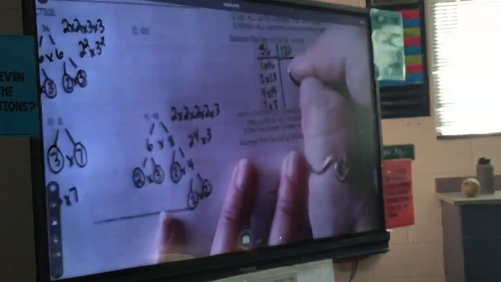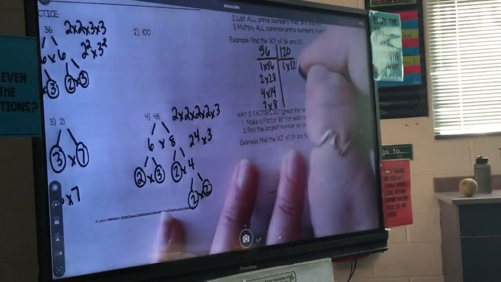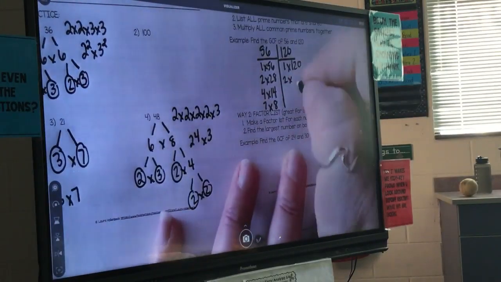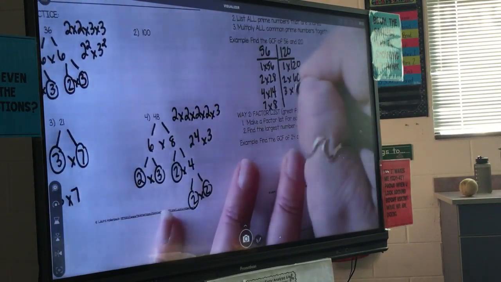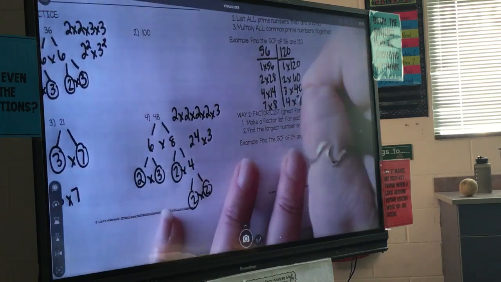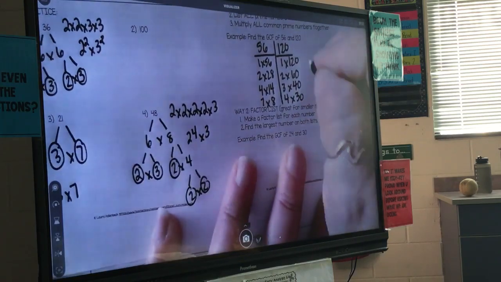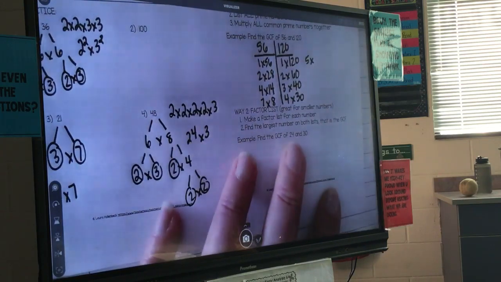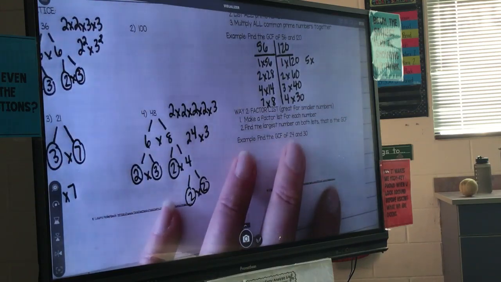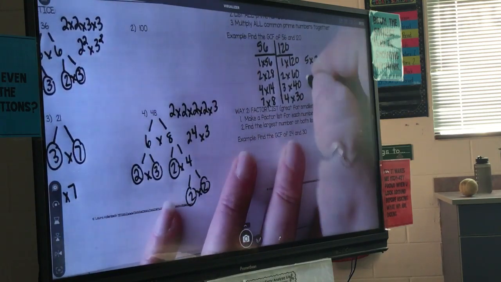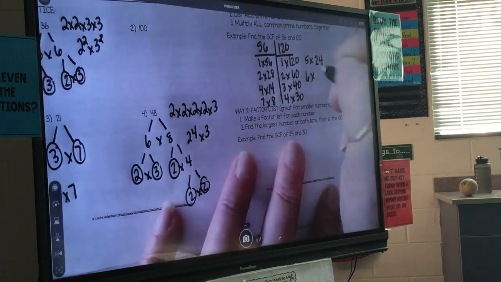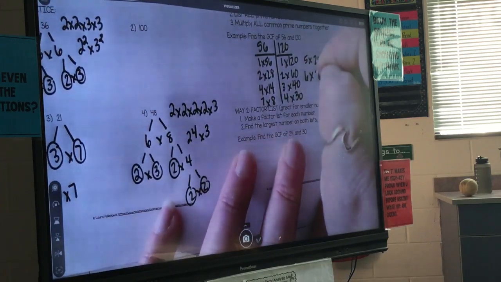All right. 120. So you have 1 times 120. 2 times 60. 3 times 40. 4 times 30. 5 times... it's got to work because it ends in a 0, right? So how many times does 5 go into 120? Silas? 24. 6 times what? 20. 6 times 20. What about 7?